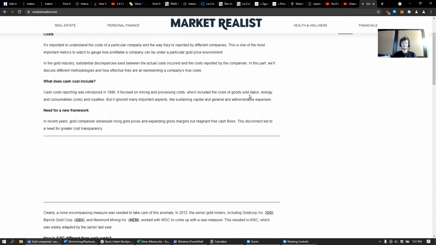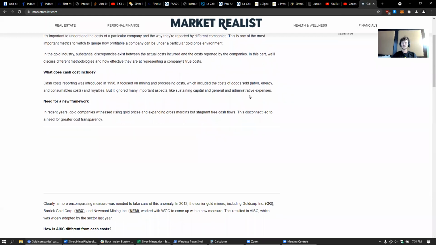In the gold industry, substantial discrepancies exist between the actual costs incurred and the costs reported by the companies. In this part, we'll discuss different methodologies and how effective they are at representing a company's true cost. What does cash cost include? Cash cost reporting was introduced in 1996. It's been around for a while, right?